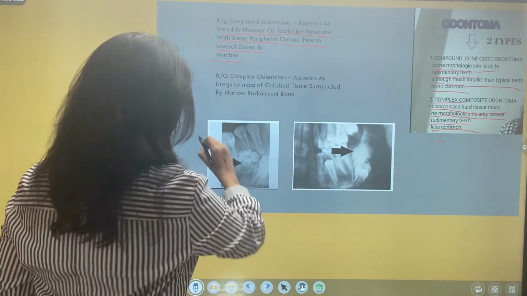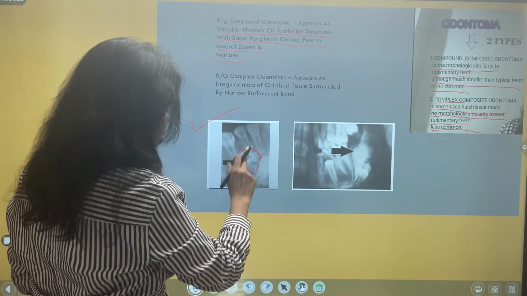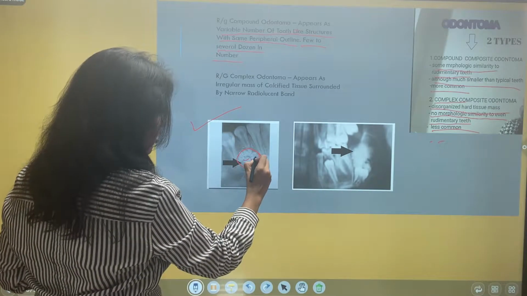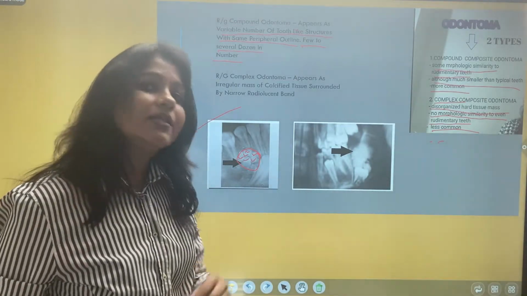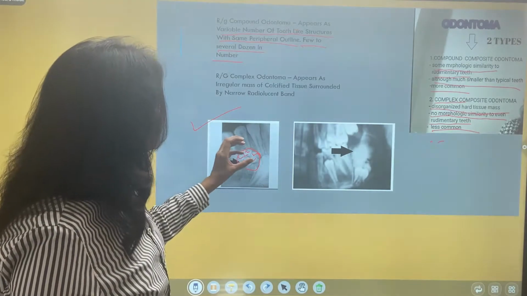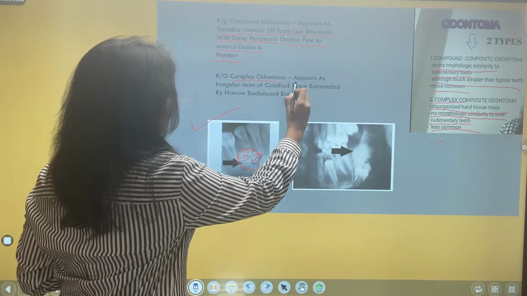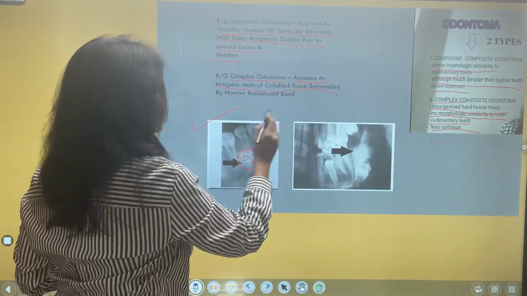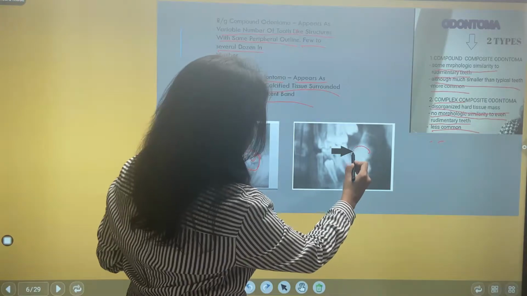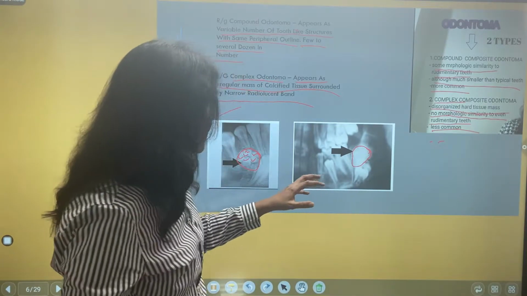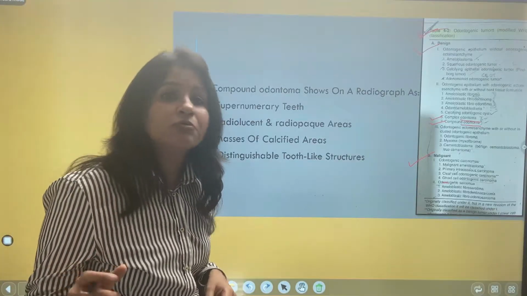If you can appreciate in this radiograph, this is a compound odontome having a common peripheral outline and small tooth-like structures. That is, they have some resemblance to tooth, but they are much smaller than normal tooth. So it is a few or several dozen in number. If we see complex odontome, it appears as irregular mass of calcified tissue surrounded by a narrow radiolucent band. So if you can see, this is a disorganized mass, calcified tissue surrounded by a narrow radiolucent band. So from this now we know the answer.